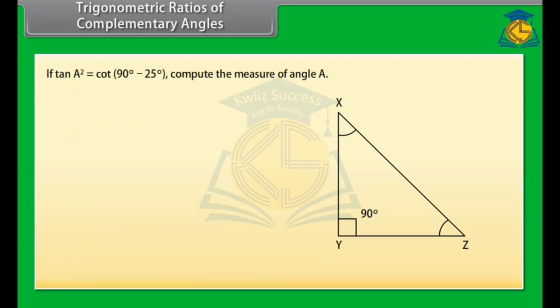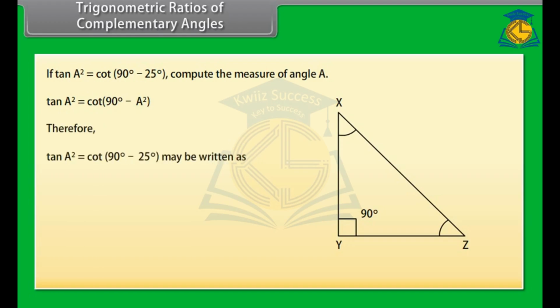If tan A square is equal to cot (90 degrees minus 25 degrees), compute the measure of angle A. Tan A square is equal to cot (90 degrees minus A square). Therefore, tan A square is equal to cot (90 degrees minus 25 degrees) may be written as cot (90 degrees minus A square) equals cot (90 degrees minus 25 degrees).